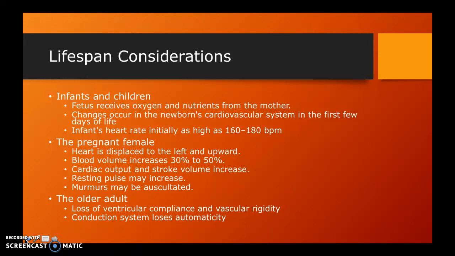With older adults, we have a loss of ventricular compliance and vascular rigidity. So compliance is the stiffness or the ease of the heart muscle to relax and fill with blood, and that really decreases as somebody gets older. The conduction system loses some of its automaticity, so sometimes we have our elderly with pacemakers because the electrical impulses aren't functioning properly.